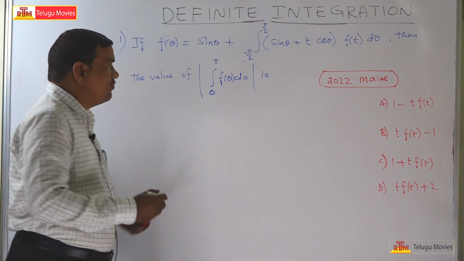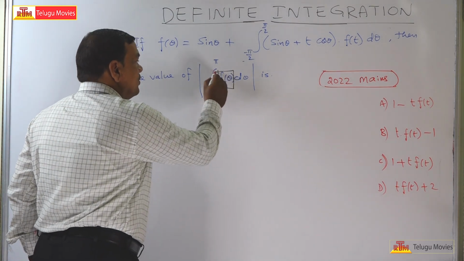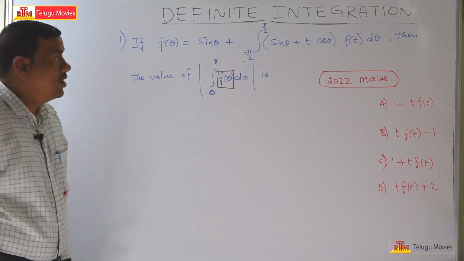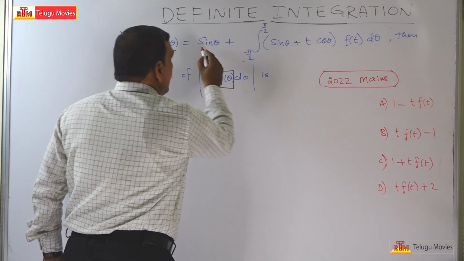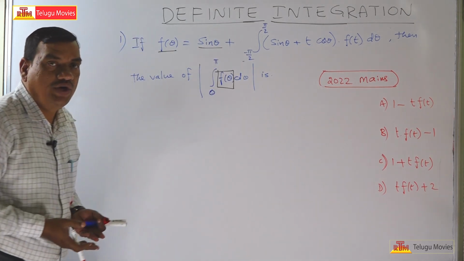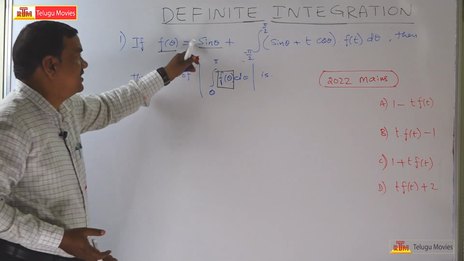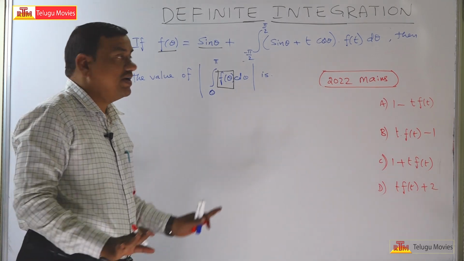Ultimately, what you have to find out is f of theta. Here it is given f of theta. It has two terms. One term is sin theta. There is no integral, there is no differentiation, nothing. So, very clear, the first term is very clear.